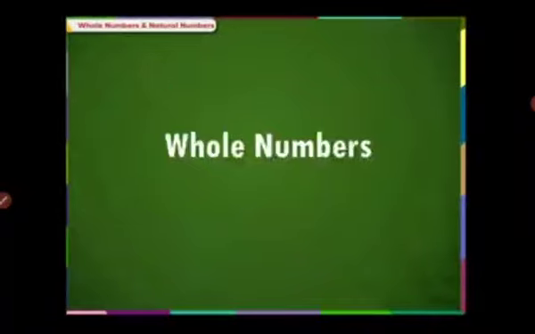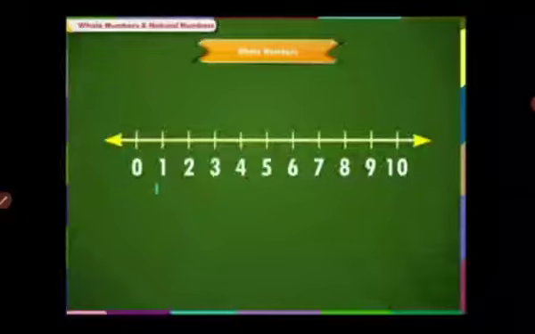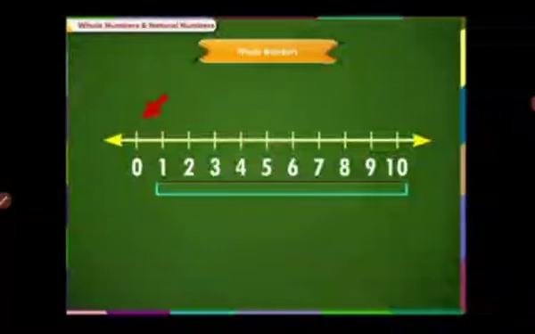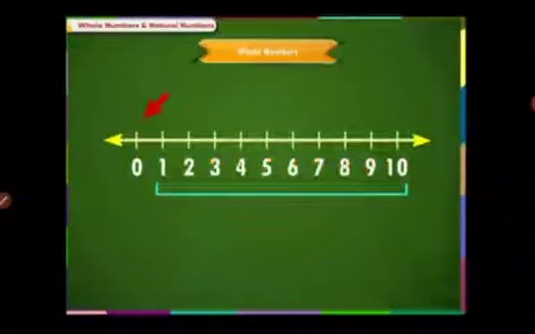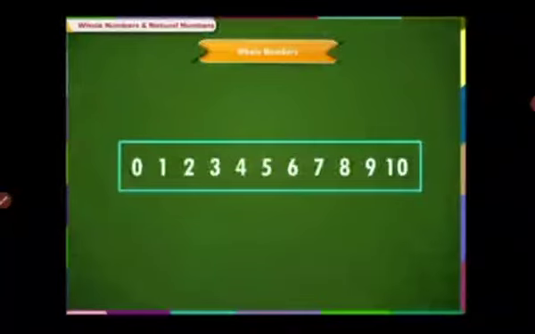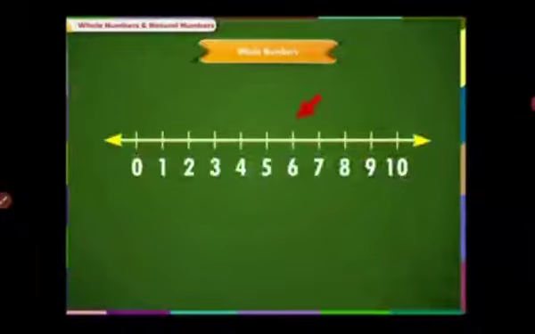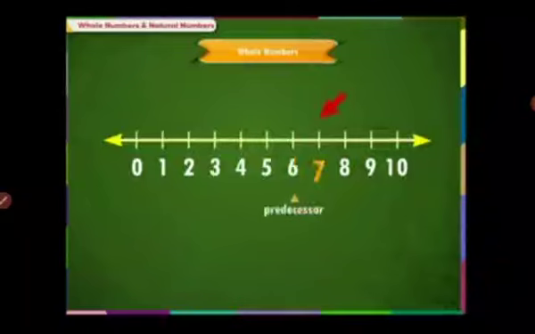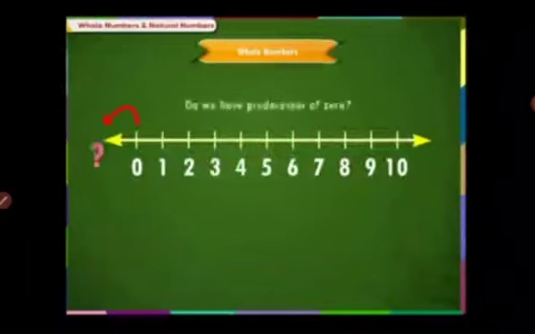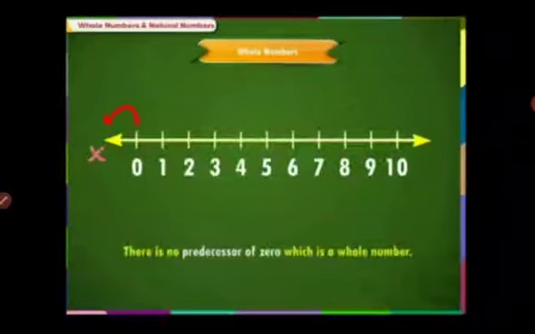Now, let us study about whole numbers. This is a number line showing numbers from 0 to 10. 0 is not a counting number, whereas the numbers 1, 2, 3, 4, 5, 6, and so on are counting numbers or natural numbers. So, the number 0 together with the collection of natural numbers are called as whole numbers. In this number line, we see that the number 6 is before the number 7. So, the number 6 is the predecessor of the number 7, which is a whole number. Do we have predecessor of 0? No, we don't have any predecessor of 0, which is a whole number.